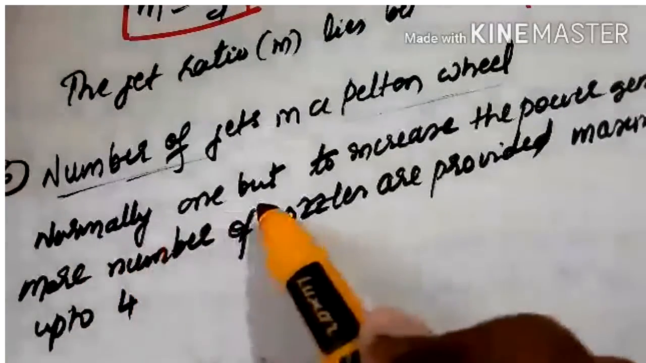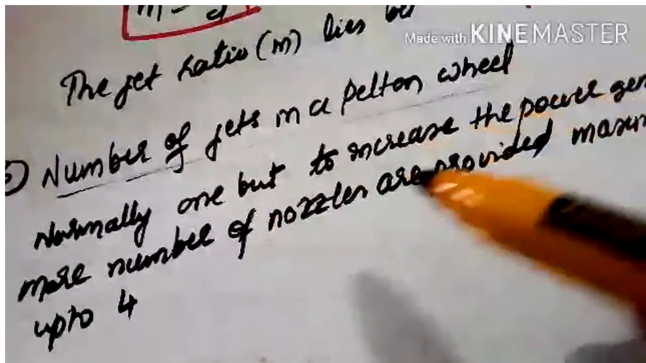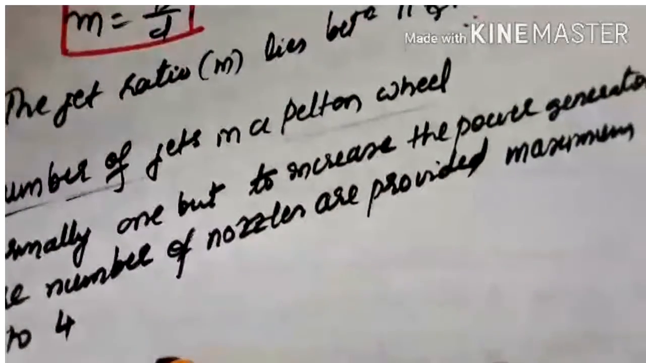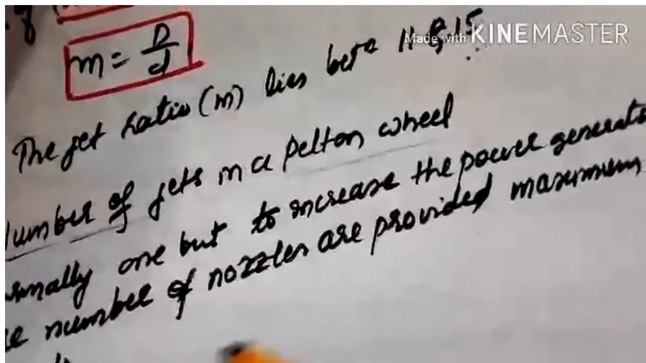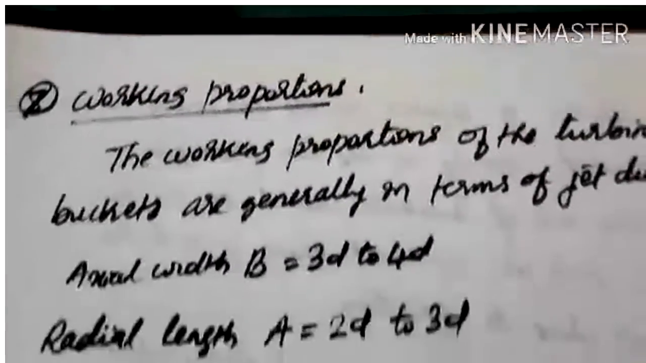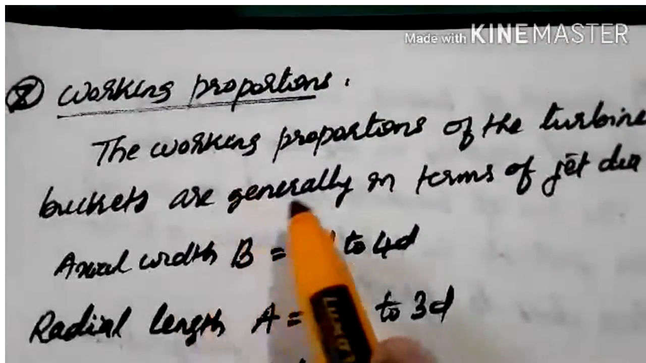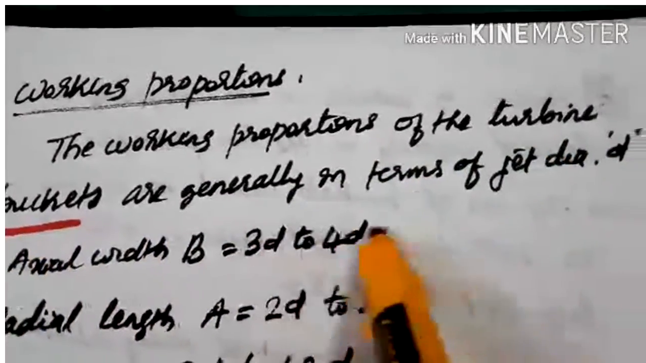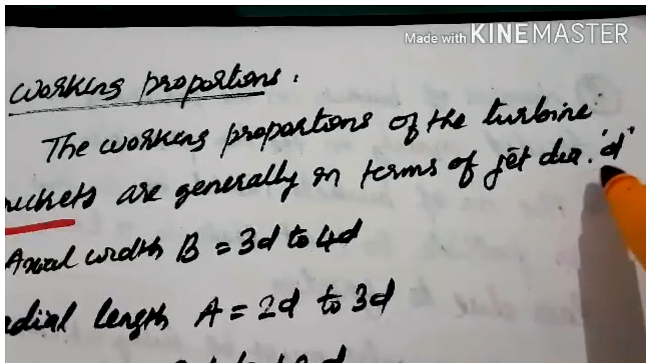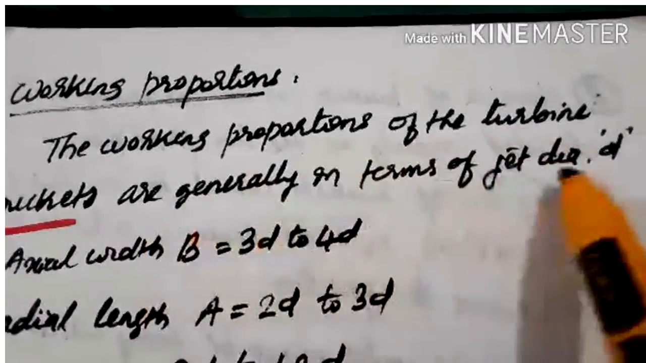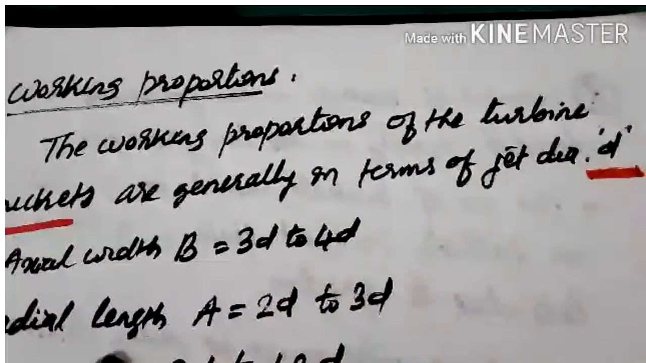Generally one jet will be provided. If we want to increase the power generation, then more nozzles are provided, so the maximum number of jets will be up to 4. Then the next topic is the working proportions of the turbine buckets, which are generally expressed in terms of the jet diameter D.